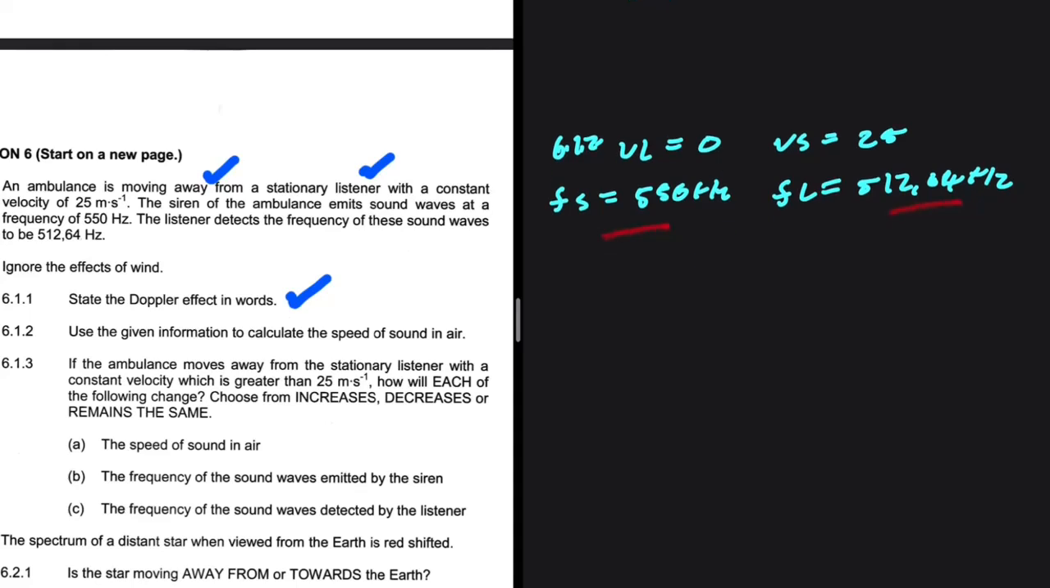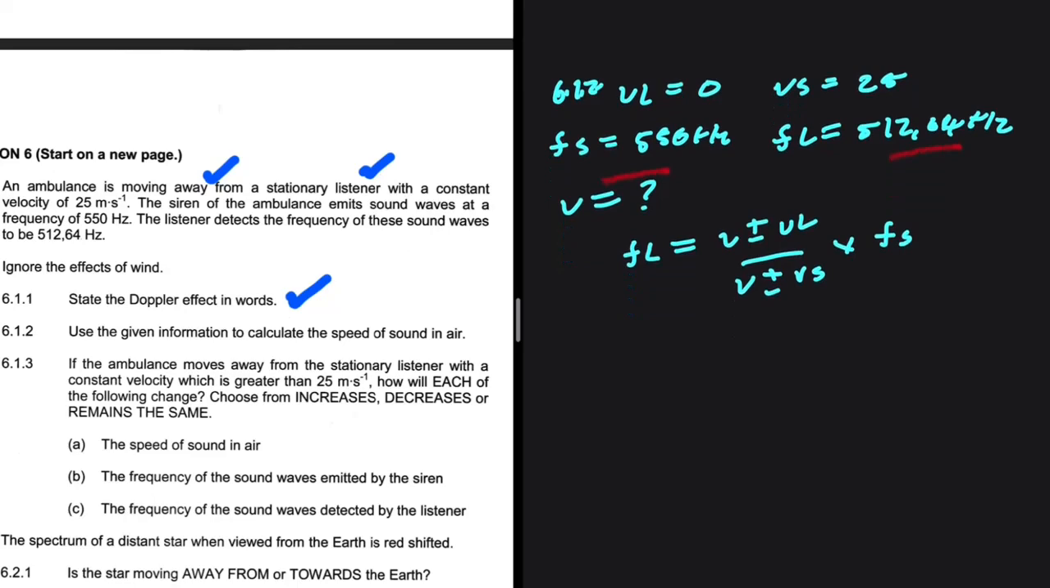But anyway, so V, which is the speed of sound in air, what we're interested in, we don't have that. Okay, so that is our unknown variable. Sticking to the basics, we're going to have FL, the frequency observed by the listener, being equal to V plus or minus the velocity of the listener, over V plus or minus the velocity of the source, multiplied by the frequency as emitted by the source.